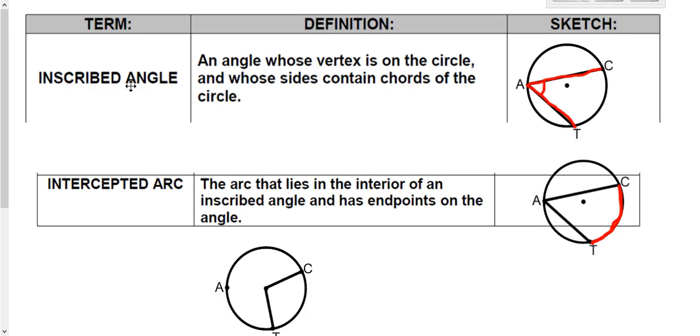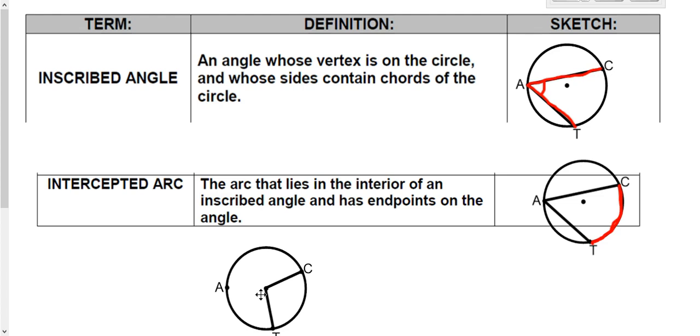First of all, we look at what an inscribed angle is. An inscribed angle is an angle whose vertex is on the circle and whose sides contain chords of the circle. So you can see I've highlighted this angle A right here. The vertex is on the circle. Before, we looked at central angles, where the vertex, in this picture down here, was at the center. But now the vertex for an inscribed angle is on the circle, and these are the chords that go through the circle that make up the sides here. So we look at angles where the vertex is on the circle itself, not in the center.